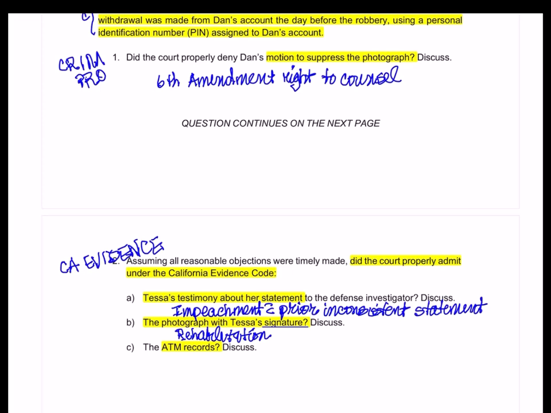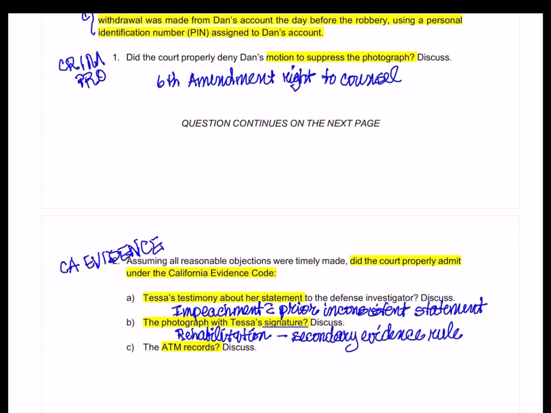What about statement of identification, a prior identification of this defendant? There, California is more restrictive than the federal rules. In California, you have to show that the statement was made at a time when the crime or other occurrence was fresh in the declarant's memory. And that's a problem because she was shown that photograph 4 months after the robbery.